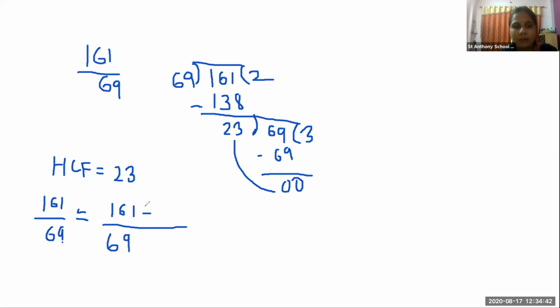So 161 divided by 23, and similarly 69 also gets divided by 23. Now the answer will be what? If I divide 161 by 23 and 69 by 23, what do I get? Answer: 7/3. Correct, 7/3. Very good.